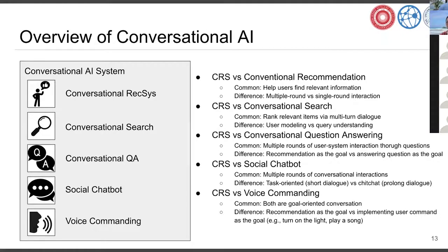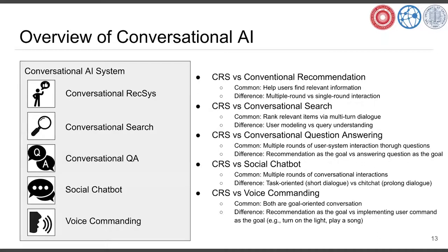Both of their goals are to rank relevant items via multi-turn dialogue from user-system interaction. The minor difference between these two systems is that the CRS focuses more on user modeling, either from existing dialogue history or from an external user profile. The conversational search system focuses more on understanding the search query, like what the intent of the user is in typing this search query. Another component in this whole system is conversational QA. What a CRS and conversational QA have in common is that they both provide multi-round user-system interaction by asking questions. The difference is that their goals are distinct. For the CRS, the goal is, of course, to recommend good items to the user, while the goal of conversational QA is simply to answer the question given by the user.